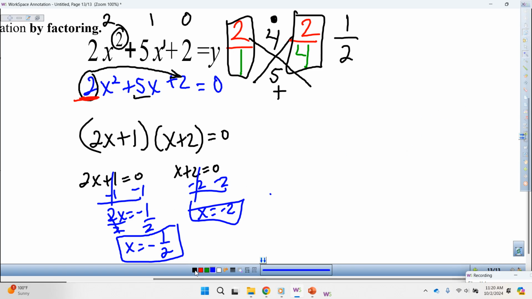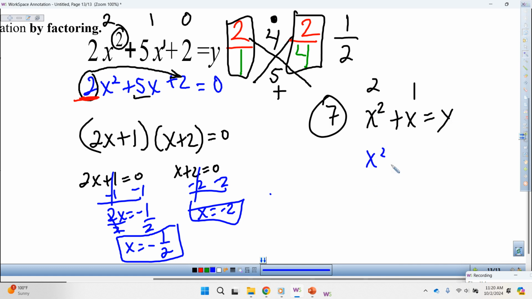Let's go to number 7. Number 7 reads x squared plus x equals 2y. Is that correct? All right. Again, standard form. Second degree, first degree, yes. Don't worry about the y because we need to change it to 0. x squared plus x equals 0.